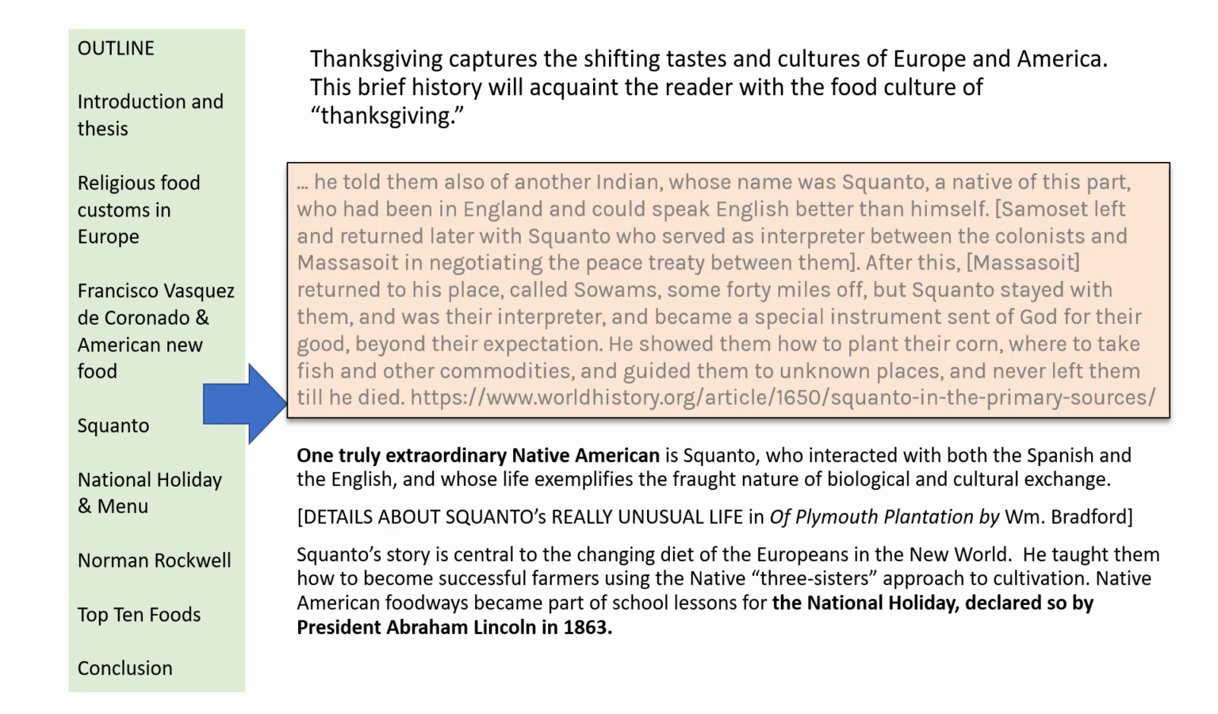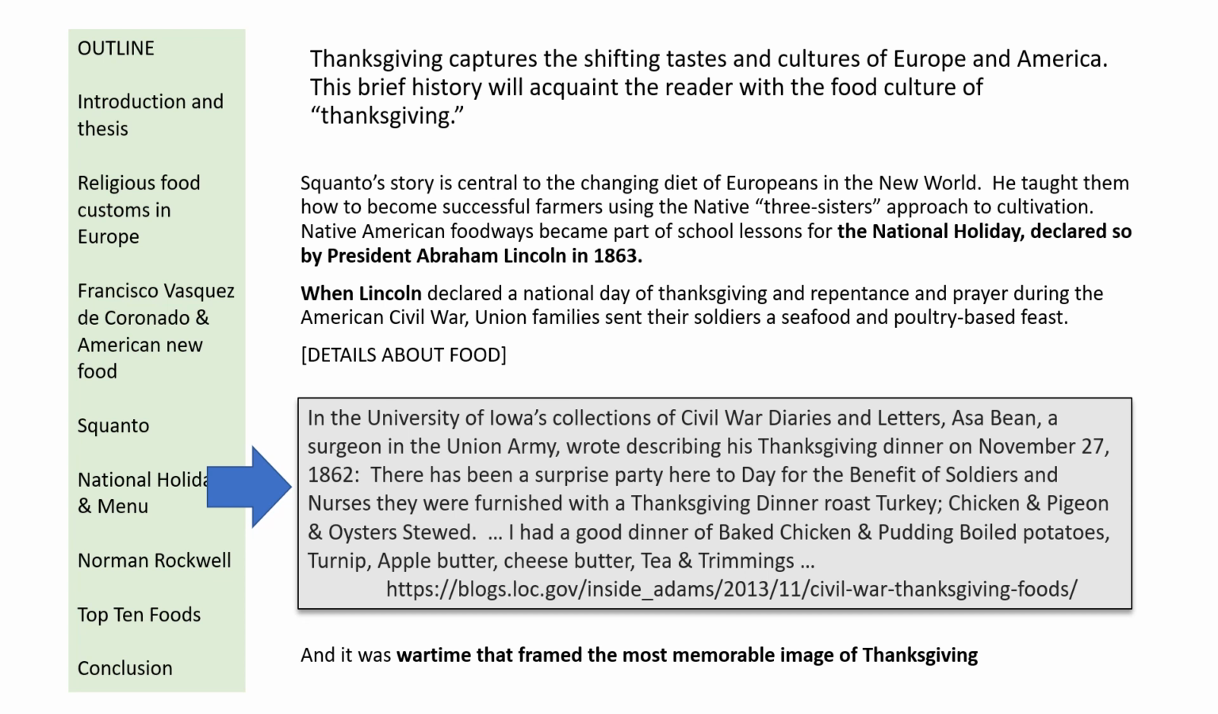And then, of course, I can go back to Squanto, but this time I can talk about how the Native Americans grew corn and beans, and that's also in the same primary source document where William Bradford talks about showing them how to plant corn and where to take fish. And I can use Lincoln again, but this time I can focus that paragraph on Civil War Thanksgiving foods that were sent by families to the soldiers who were fighting in the Civil War. And I've got some primary sources on that I found online. And I put the link there just in case you're interested.